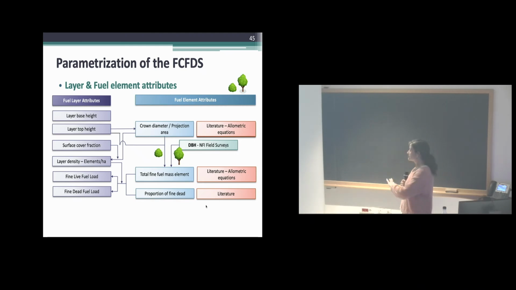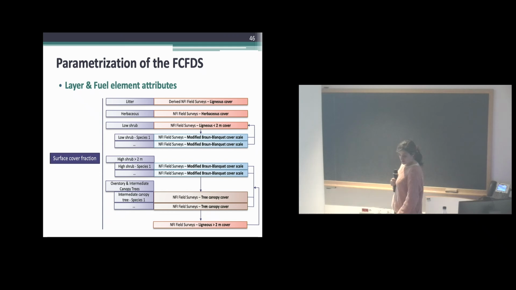Here is just a scheme to show you the interactions between how the field element attributes have been computed and the interactions between them to obtain one from another. And this is just an example of how surface cover was computed. So we think we have data and it's so easy, but we have to be coherent.